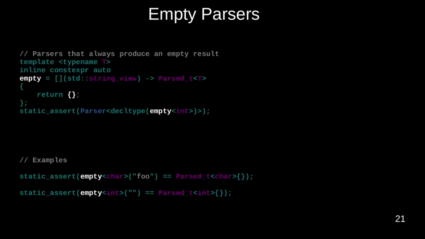What's interesting about this one is there's no way to tell, even if it's empty, it has to have a type, right? So there's not one empty parser. There's one empty parser for any conceivable type you have. So you have to call empty with a type. So empty char of foo will be an empty parsed char. Empty int of empty string will be an empty parse result of int. Okay, so very basic parsers. These are actually going to be the only parsers we need to get started.